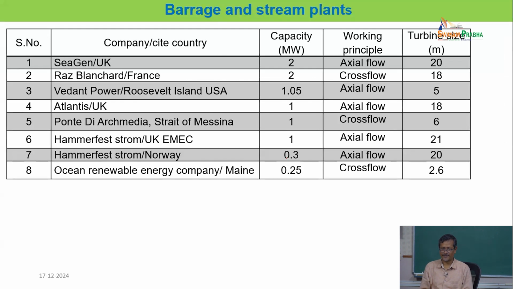And yeah, for tidal barrage, new research is going on, new companies are coming up. One company is there in the UK, so they are making barrage. Then in the barrage they are putting turbines, especially axial flow turbines. Vedant Power, Atlantis and many other companies are trying to make turbines. So, some are axial flow, cross flow, different types of turbines they are putting.